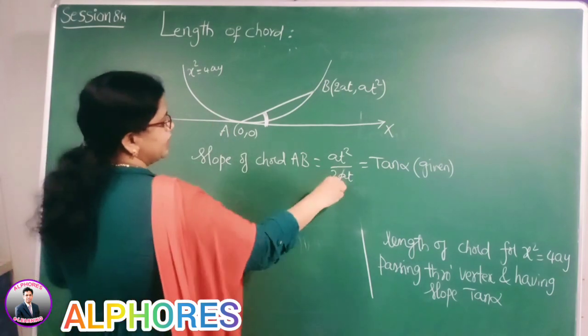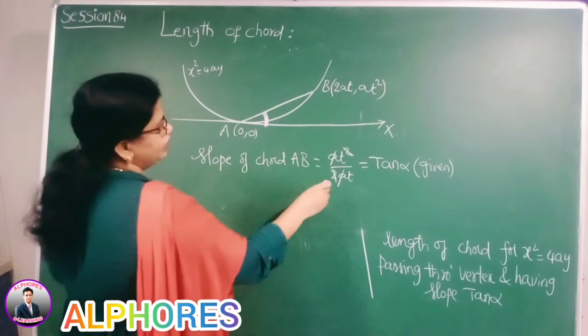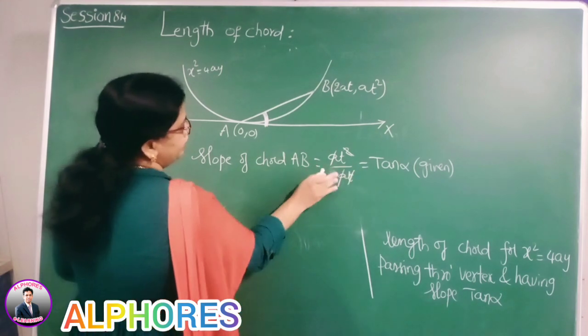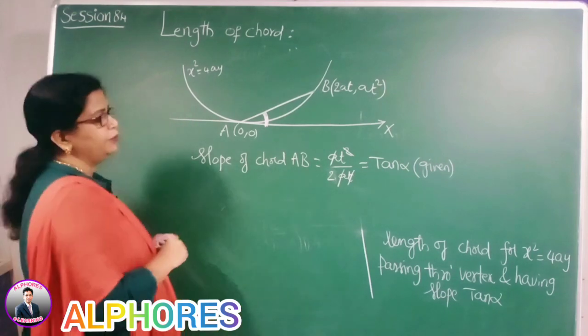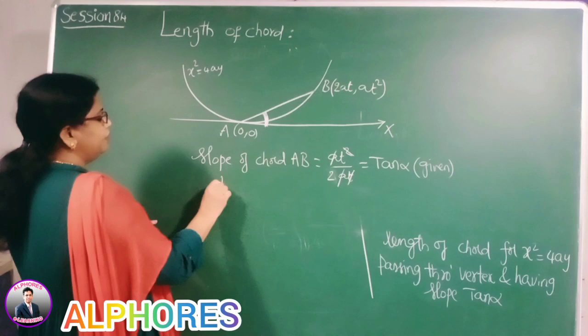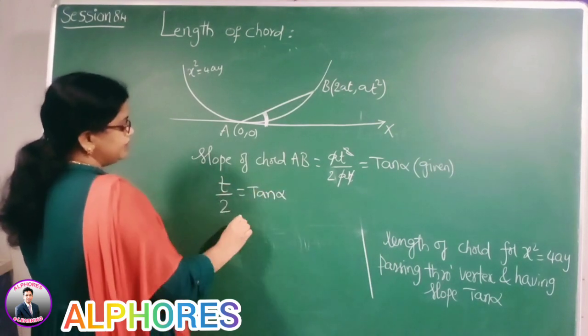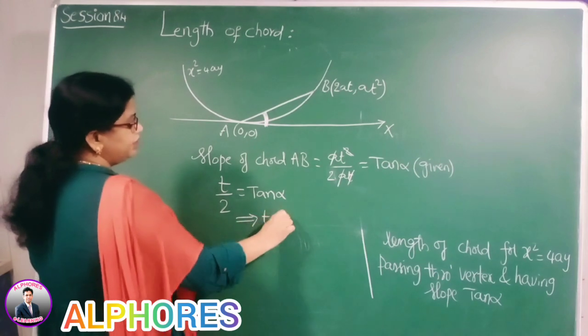Now here let's cancel a and these values also. Therefore, how much did we get here? This value is nothing but t divided by 2. Okay, so a cancelled, 1 t cancelled, finally you got t by 2. So t by 2 equal to tan alpha. That implies what is the t value? It is 2 tan alpha.